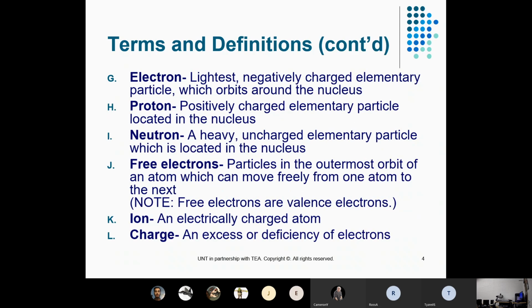Here we go. Here's some more. Electrons, protons, neutrons, all the stuff that you guys should have seen by now in your science classes. Free electrons, ions, and charges.